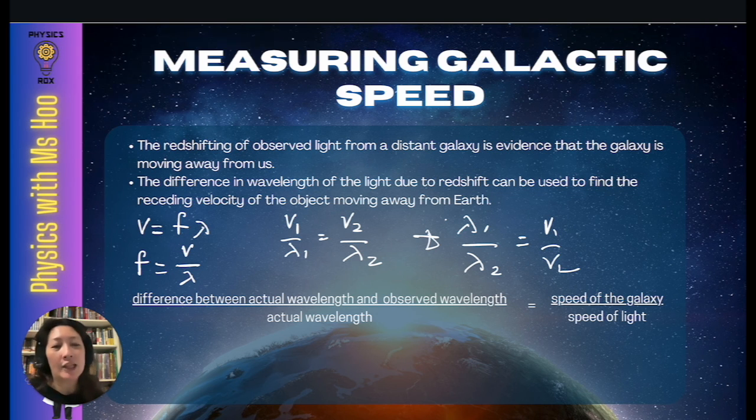Good news is you will not be required to use this formula, so you don't have to memorize it. So I'm going to put a green cross here just to indicate you are not expected to be able to use this equation. You just need to know that we can measure the galactic speed based on the difference in wavelength due to the redshift. Whew, don't have to do the calculation. We went through this anyway because you are required to know this. You just don't need to use this equation. So now let's go into what you are expected to be able to apply.